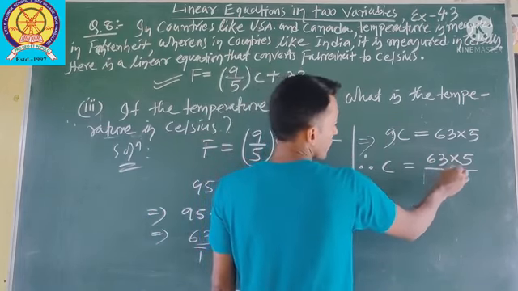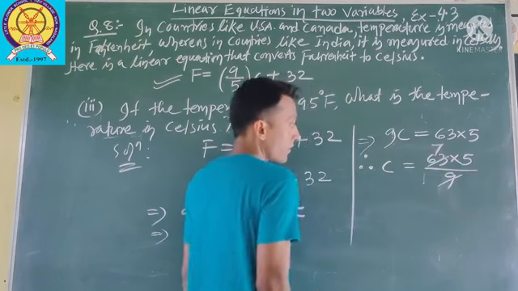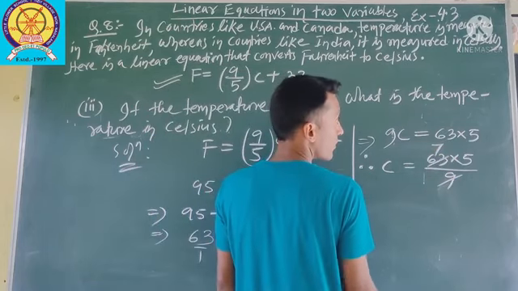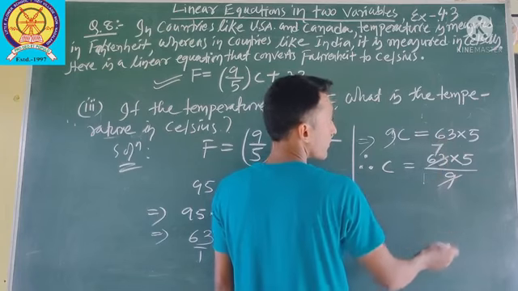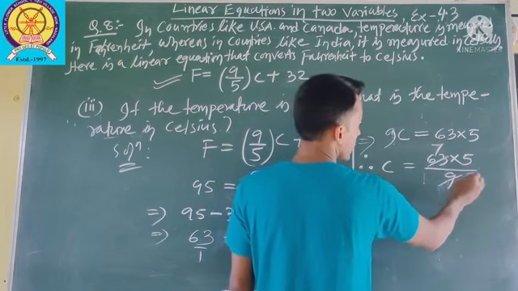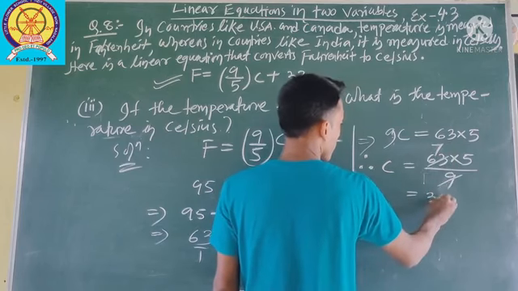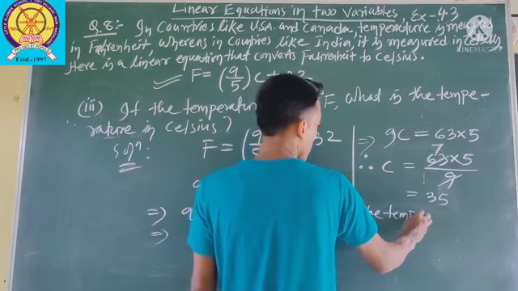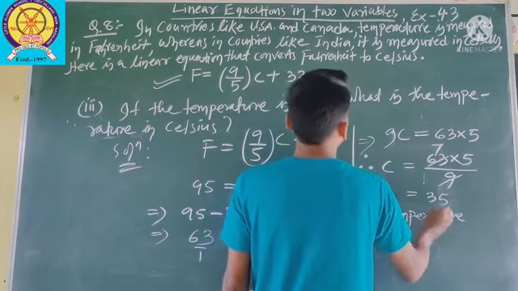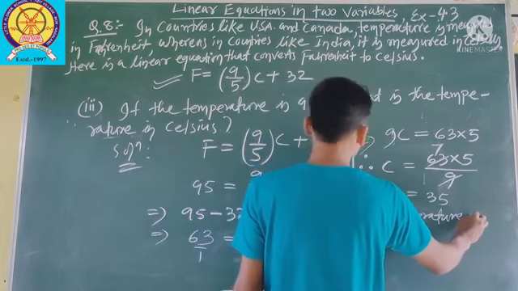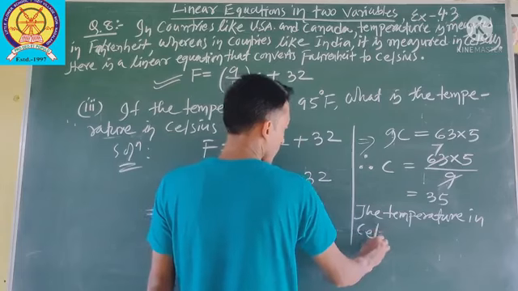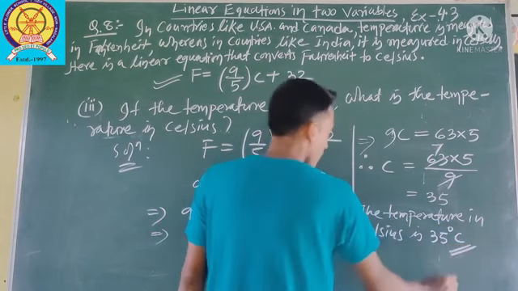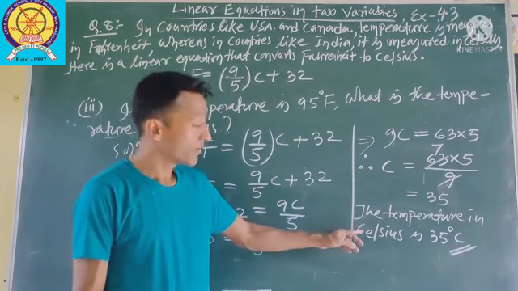We know 9 times 7 is 63. That means in both, 9 is common. 9 into 1 is 9, 9 into 7 is 63, so we can cancel. So 7 into 5 how much? 35. What is the temperature in Celsius? The temperature in Celsius is 35 degrees Celsius. So this is your answer.